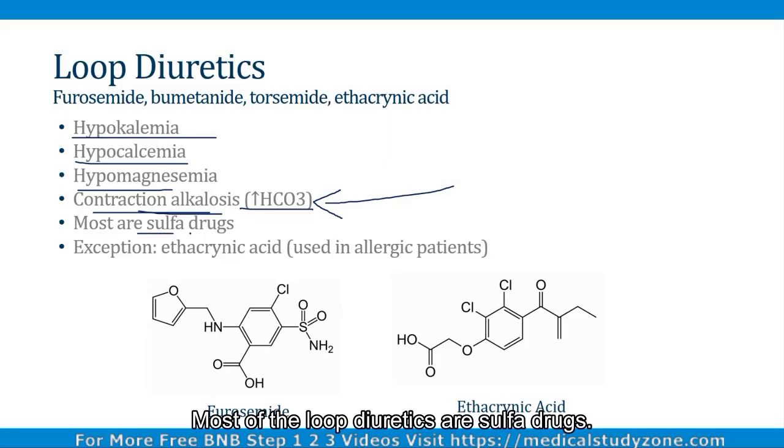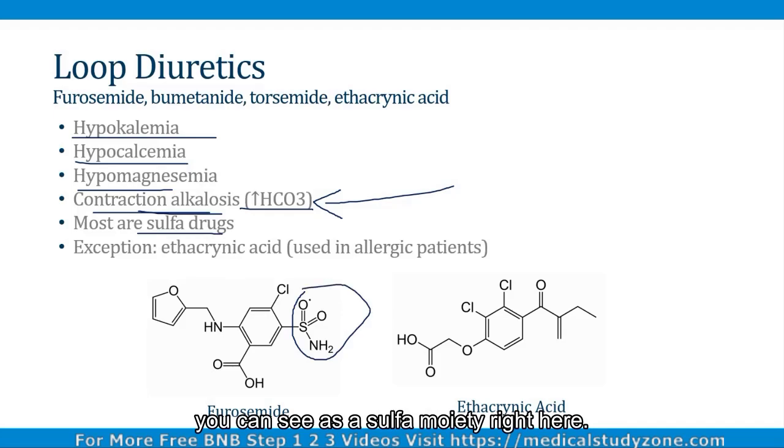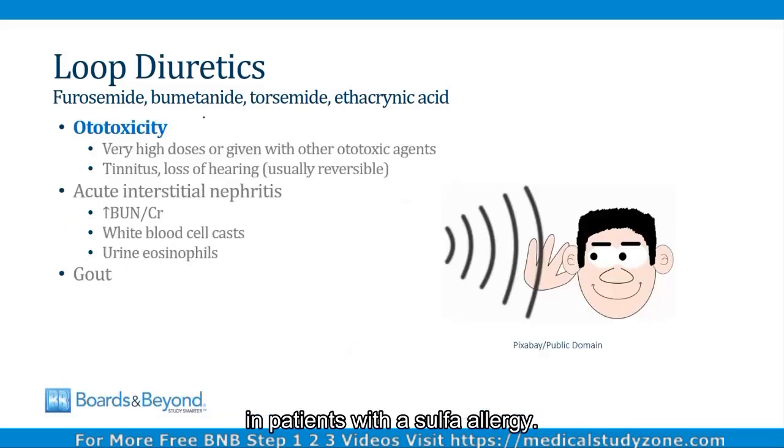Most of the loop diuretics are sulfa drugs. For example, furosemide, you can see a sulfa moiety right here. So all of them potentially can cause an allergy in sulfa allergic patients. The one exception is ethacrynic acid. Ethacrynic acid is not a sulfa drug, and it's the one loop diuretic safe to use in patients with a sulfa allergy. Some other side effects are shown in this slide.